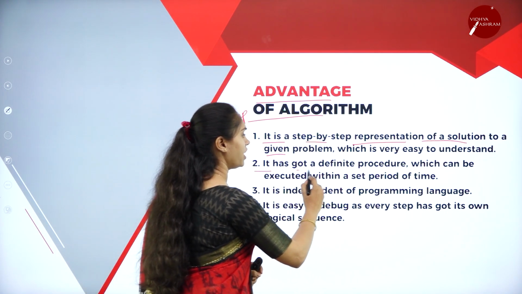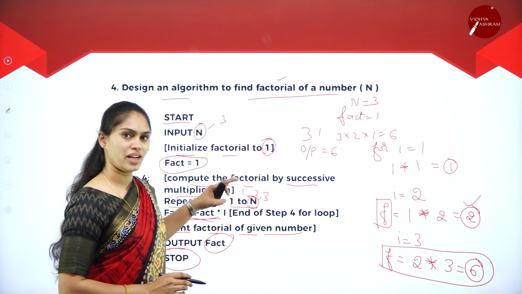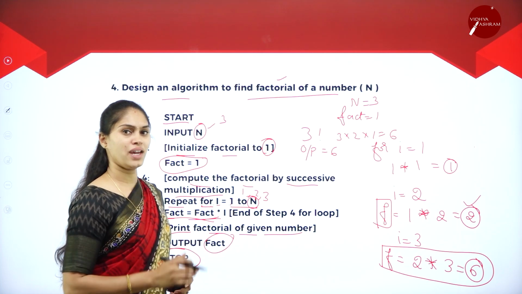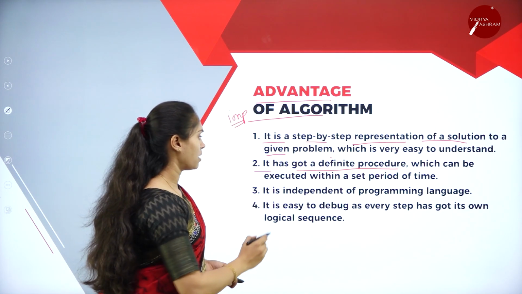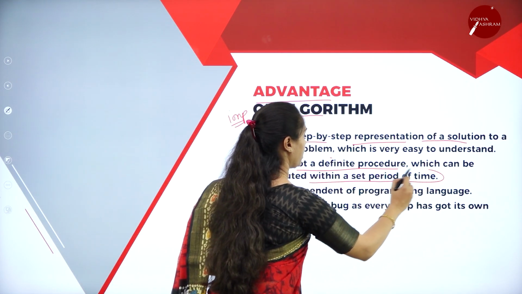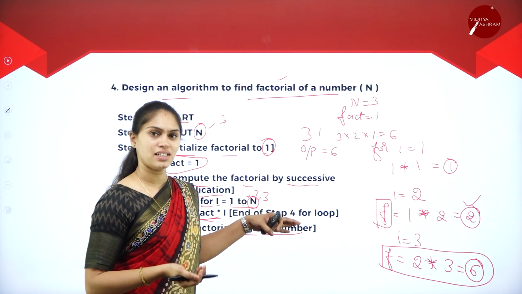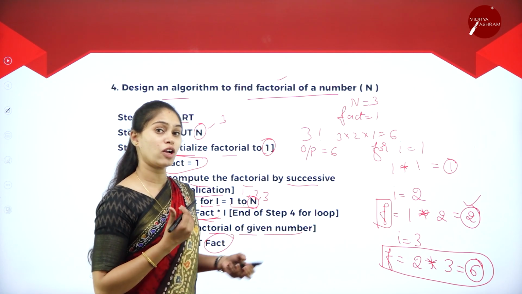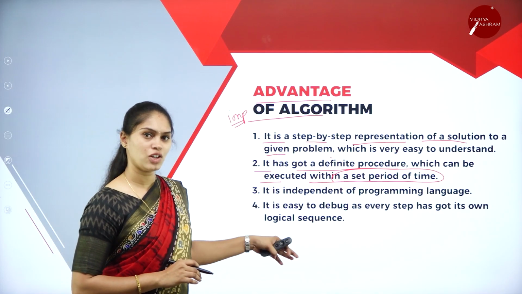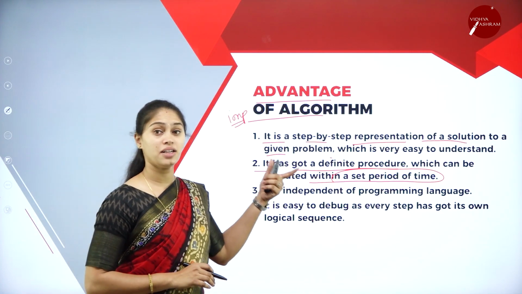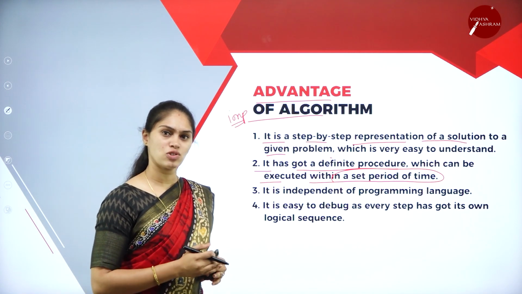It has a definite procedure. Here I have to come to a particular end. When I reach the output stage, it has to end. So it has a definite procedure which can be executed within a set period of time. If I am finding the factorial of a number, when will be the end? When I get the factorial for a given value of n. So that will be the end. When we are using this algorithm, it has a definite procedure, so once it reaches the required output, it has to terminate.